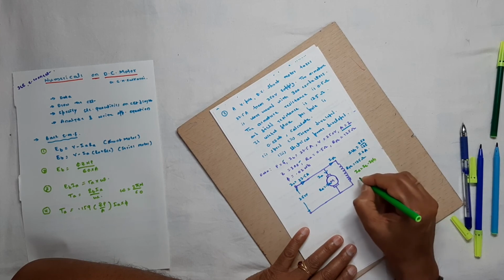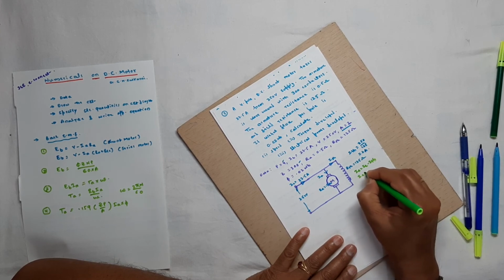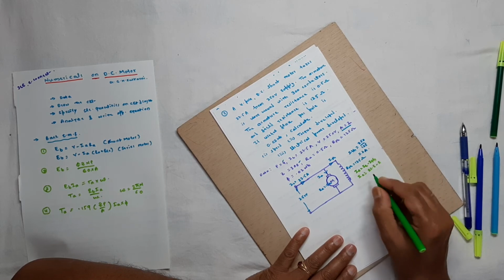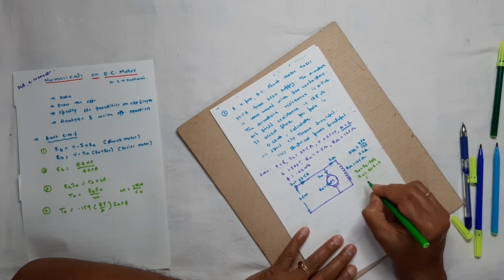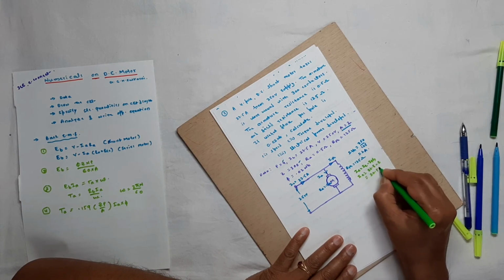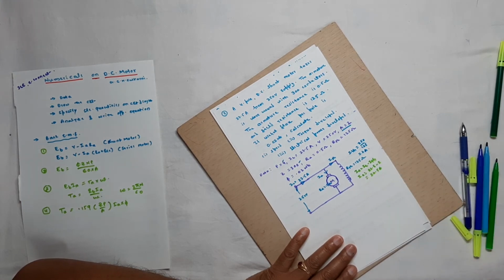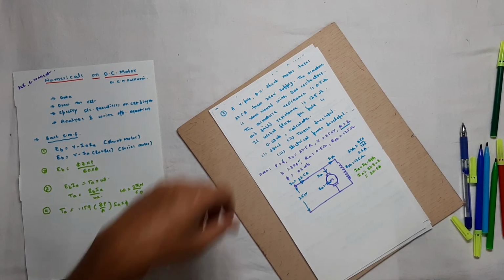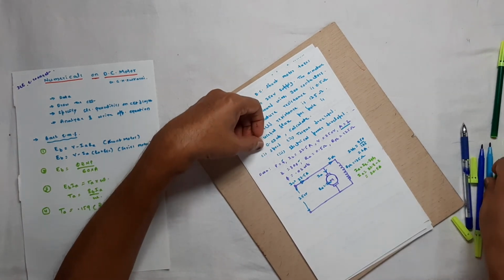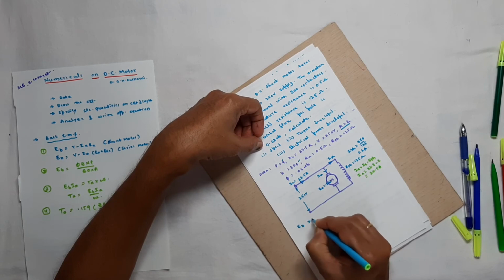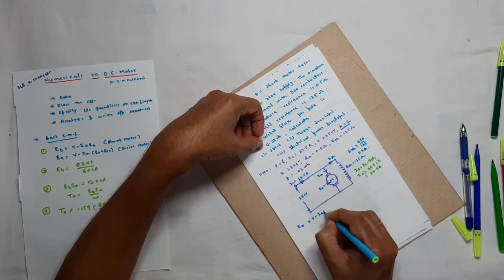Therefore, what we are getting, IA is equal to 22.5 minus 2, that is equal to 20.5 amperes. That is the armature current. Once again, you want the speed. Therefore, what you want is the back EMF. That is EB. EB is equal to V minus IR.